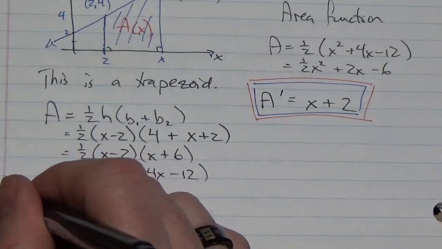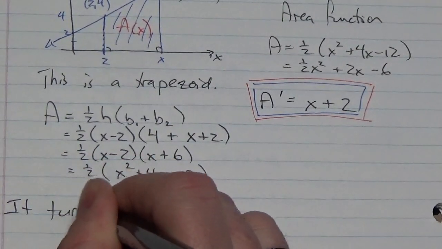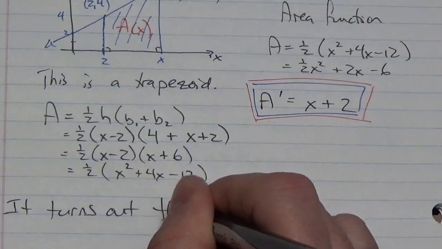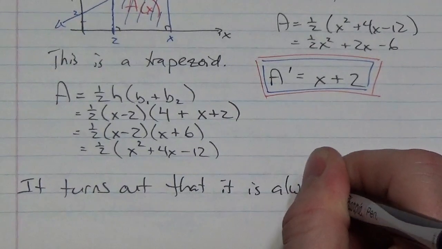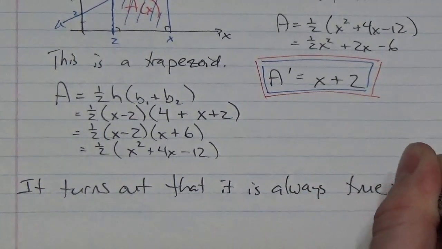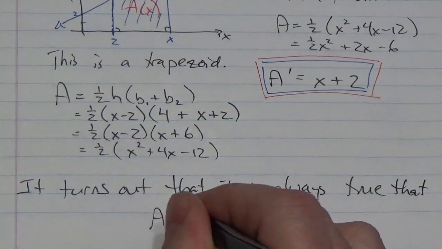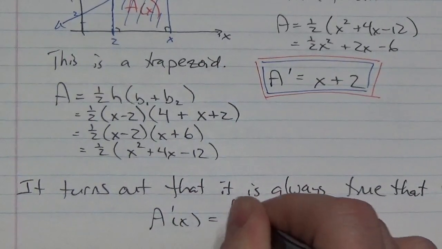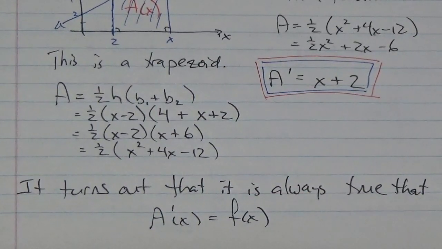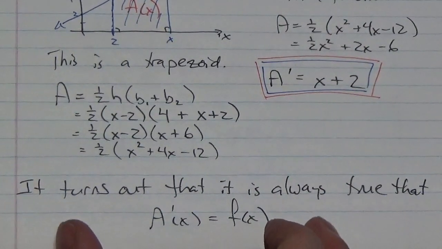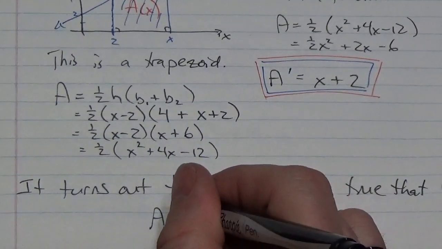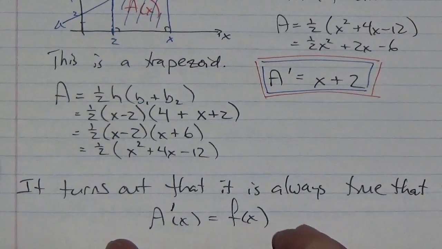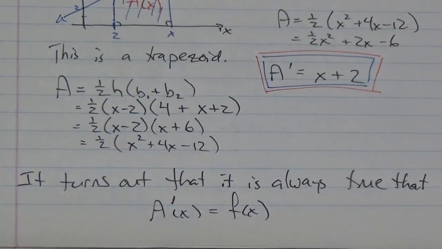Okay? It turns out that it is always true that the derivative of the area function is equal to the function that we're finding the area under. Okay? So that little relationship, this is what we're now going to be able to take advantage of. Now, if you're not quite sure how this is all going to work, let's just take a look at an example or two.